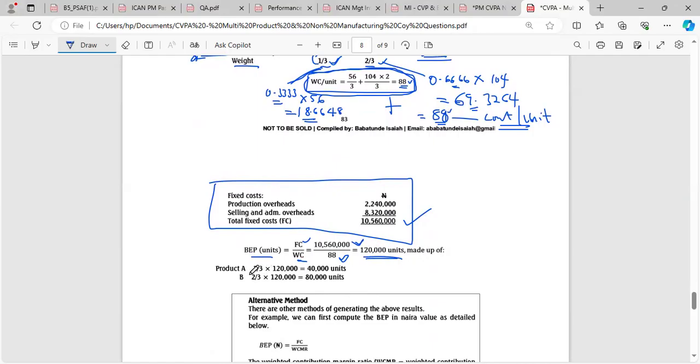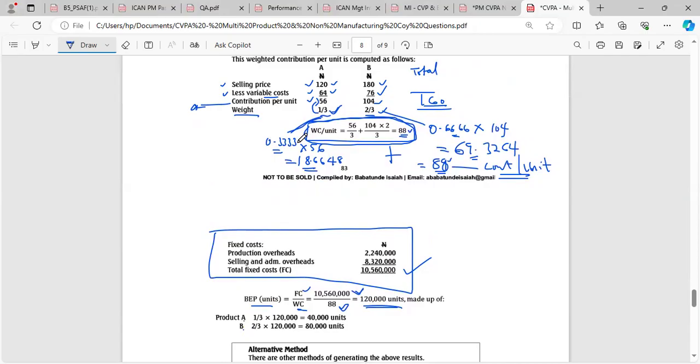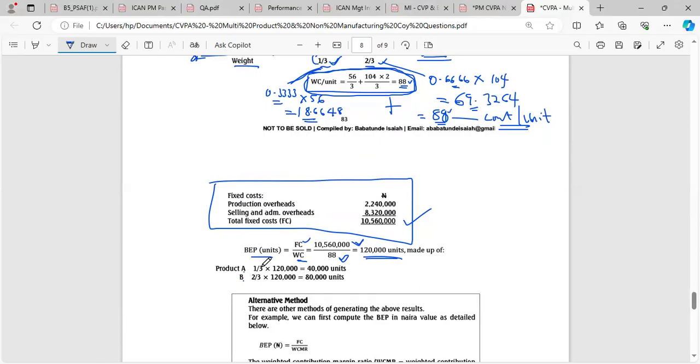This 120,000 units, you will now share between product A and product B based on the percentages that we did, 0.3333 and 0.6666. So if you do 0.3333 multiplied by this 120,000, it will give you 40,000. Then if you do 0.6666 multiplied by 120,000, it will give you 80,000. If you add both together, it will still give you 120,000. I hope this is clear. So when you get your answer, you must share it to both products. It's as simple as that.